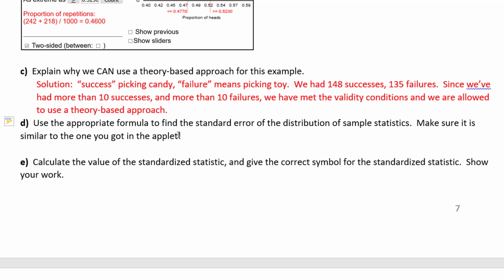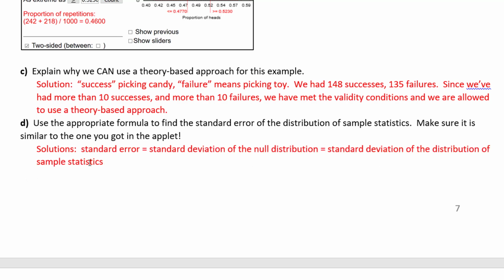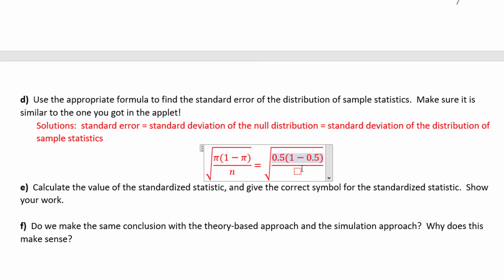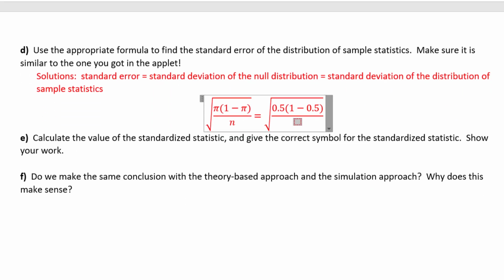Part D asked us to use the appropriate formula to find the standard error of the distribution of sample statistics. Standard error is the standard deviation of the distribution of sample statistics. Standard error is the standard deviation of the null distribution. The formula for standard error is the square root of pi times 1 minus pi over n. The pi from our null hypothesis was 0.5, so I plugged that into the formula. And n is the sample size, and the sample size in this problem, remember, was 283.